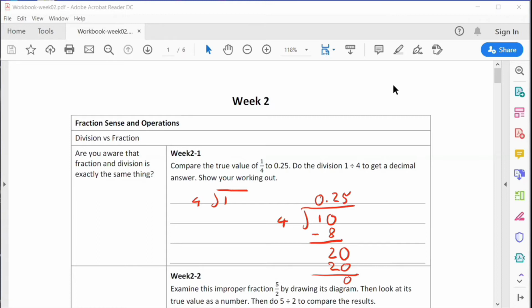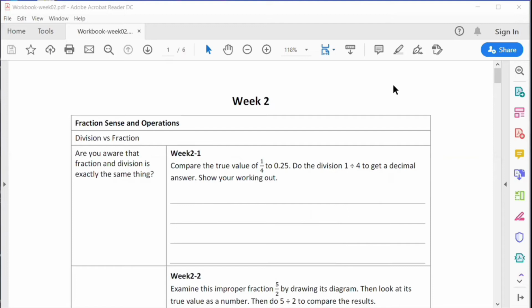So here we have 25. We can compare out of 100 as a number. And we can simplify. So we can divide by 25, divide by 25, and we end up with 1/4. Now, that makes sense, right?